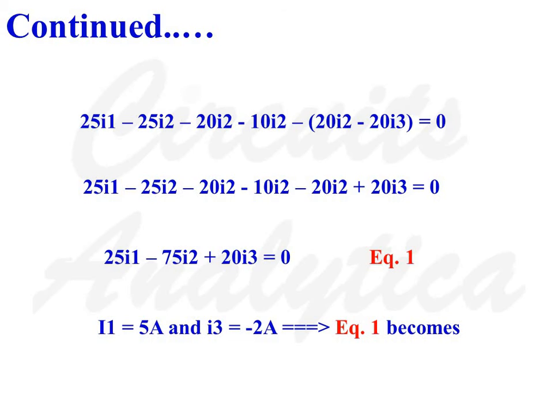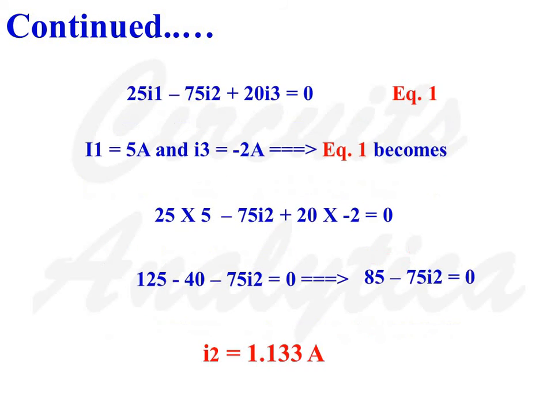As I1 is equal to 5 ampere and I3 is equal to minus 2 ampere, equation 1 can be written as 25 into 5 minus 75 I2 plus 20 into minus 2 is equal to 0. 125 minus 40 minus 75 I2 is equal to 0. We will get I2 is equal to 1.133 ampere.